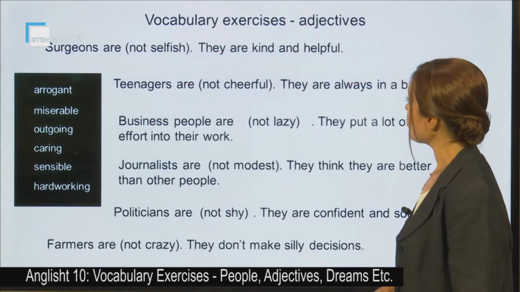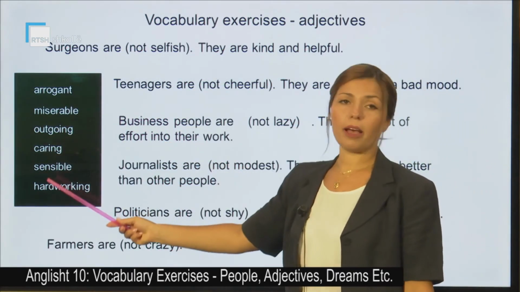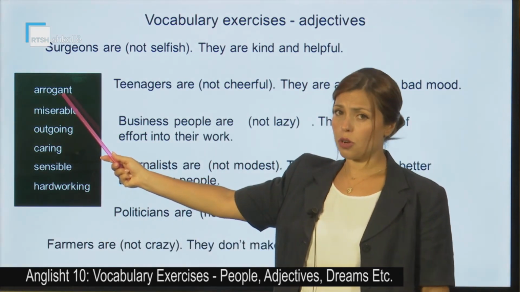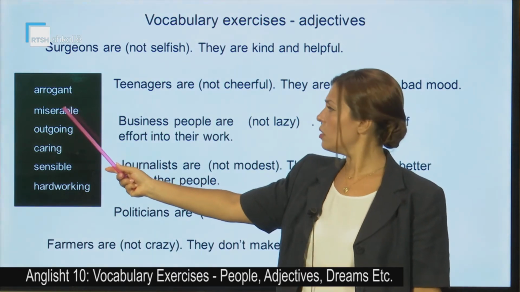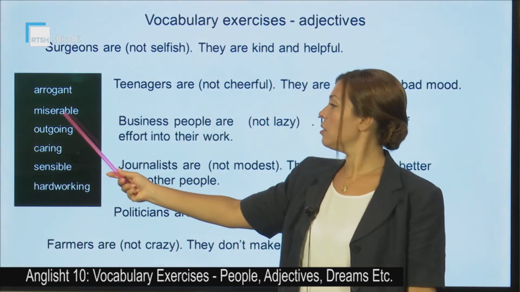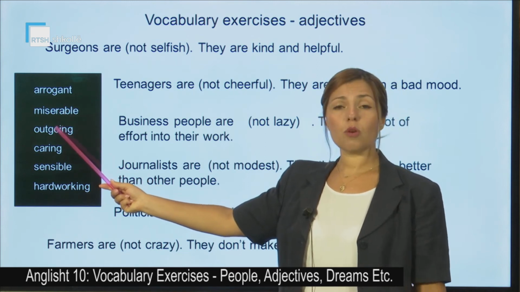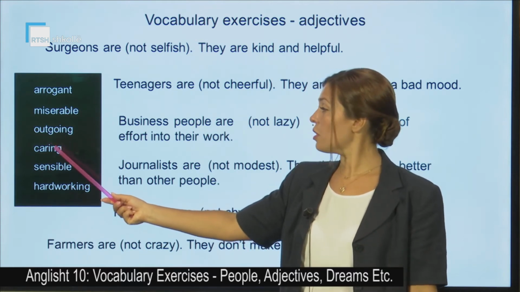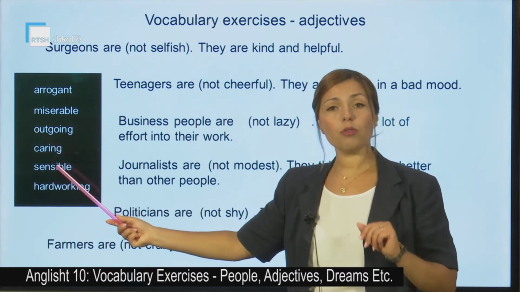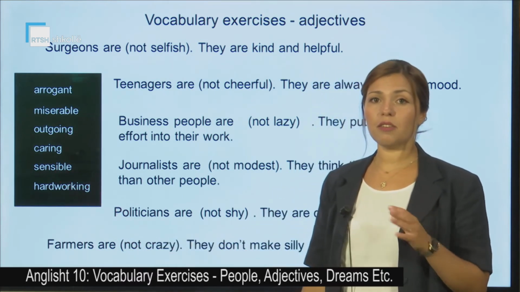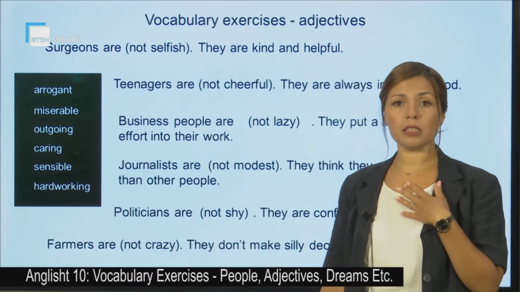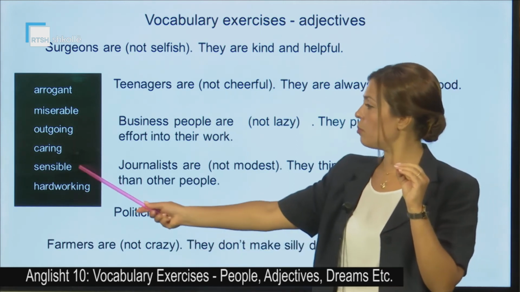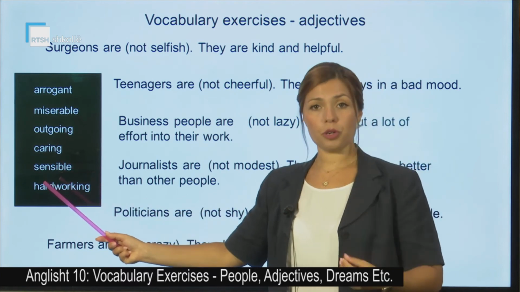Let's move on. We're going to deal now with some adjectives. We have arrogant, so when you're not being nice, you're arrogant. Miserable, when you feel sad. Outgoing, you are very sociable with the others. Caring, you care about the others' feelings. Sensible, be careful, don't confuse it with the word sensitive. Sensitive has to do with your feelings. Sensible has to do with your mind. You are smart, you are sensible. And hardworking, when you work a lot.